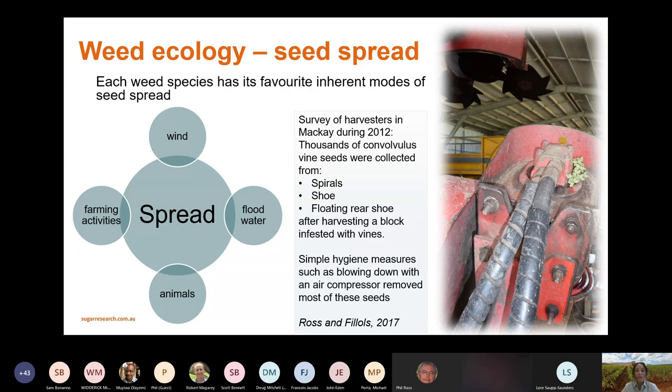More work needs to be done. That was a one-off little study. We don't know anything about the transport of all the other species by other types of equipment. We need to do more work in that space as well.